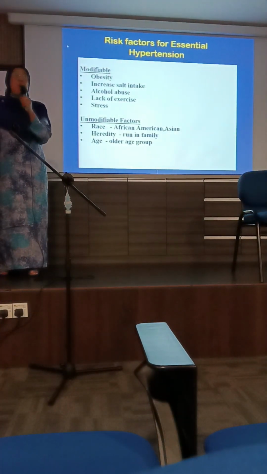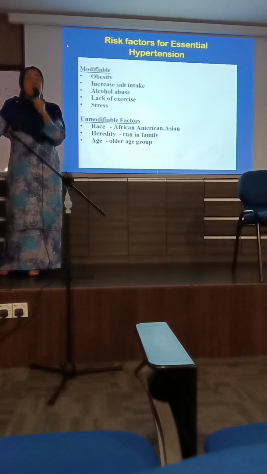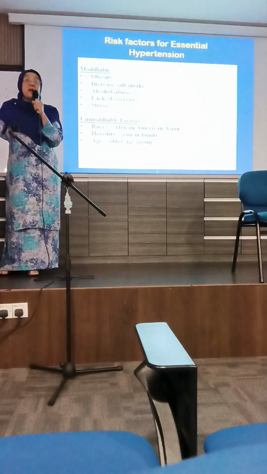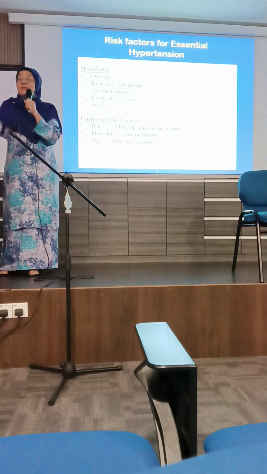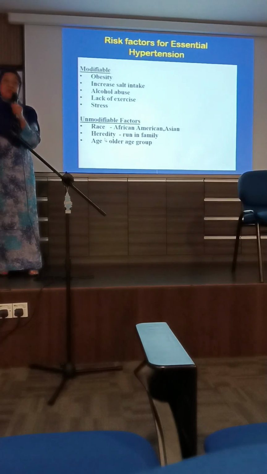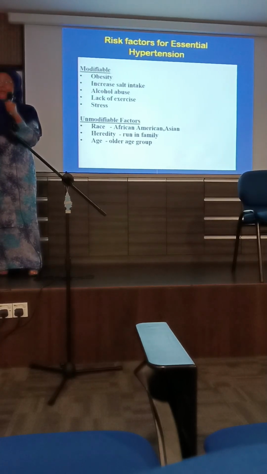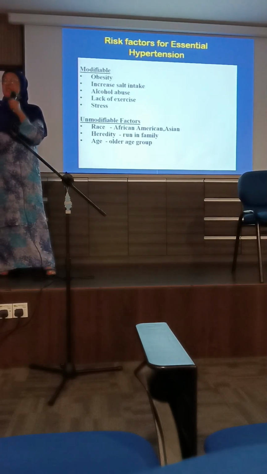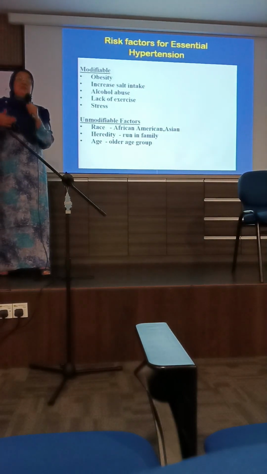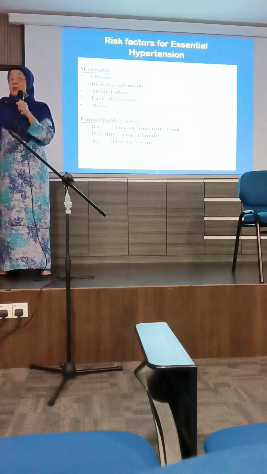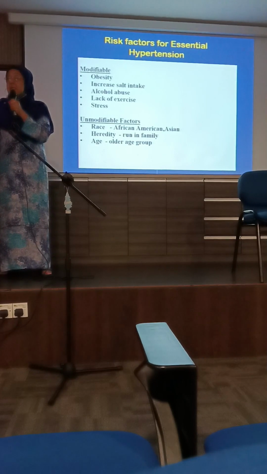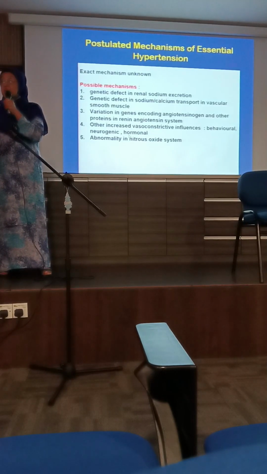So these are risk factors which are modifiable. Understand? Okay, that's why we always encourage a healthy lifestyle. Very good. Unmodifiable: ethnic group, race. You can't change your race, but there is a tendency, right? They say that African Americans and Asians have a tendency to develop essential hypertension. Hereditary, if it is in the genes, you can't get rid of the genes, and of course, age. Yeah, age. The risk is higher in the older age group.